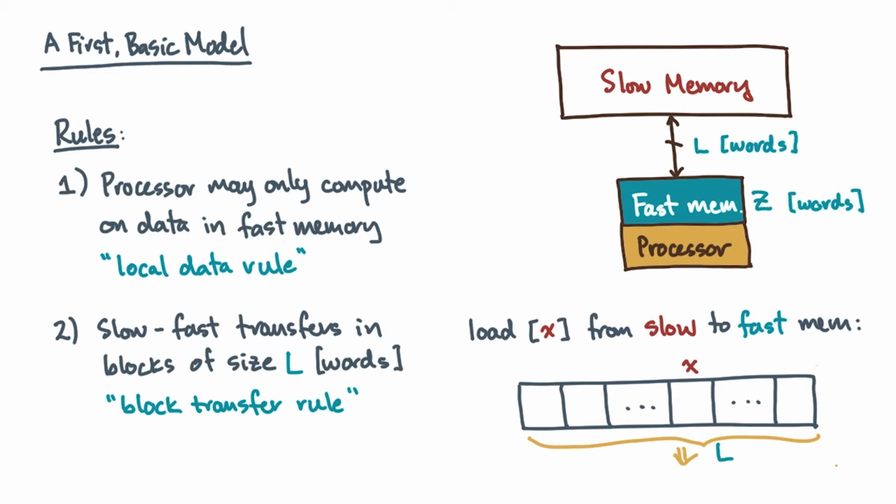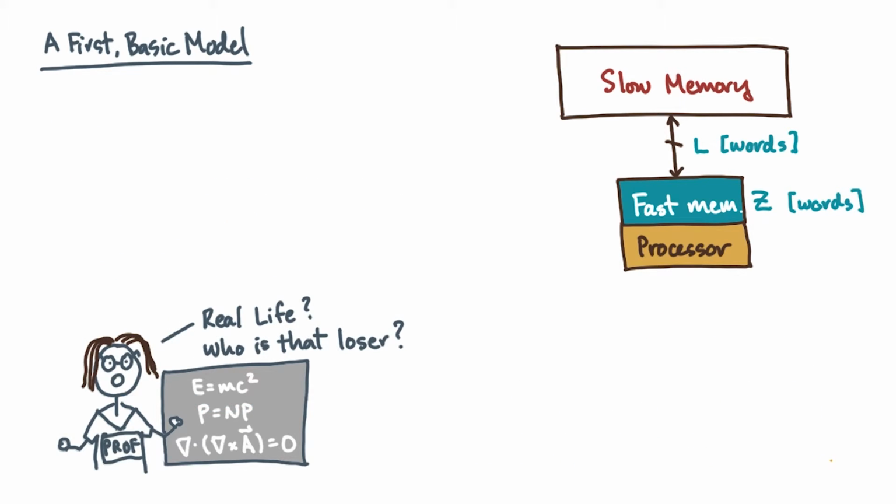Now, which words come with the word at X depend on how your data is aligned in slow memory. In other words, when you design an algorithm in this model, data alignment might be another issue you have to consider. Still, most real-life memory systems do block transfers. So you need to think about multi-level memories and block transfers when designing high-performance algorithms, like it or not.